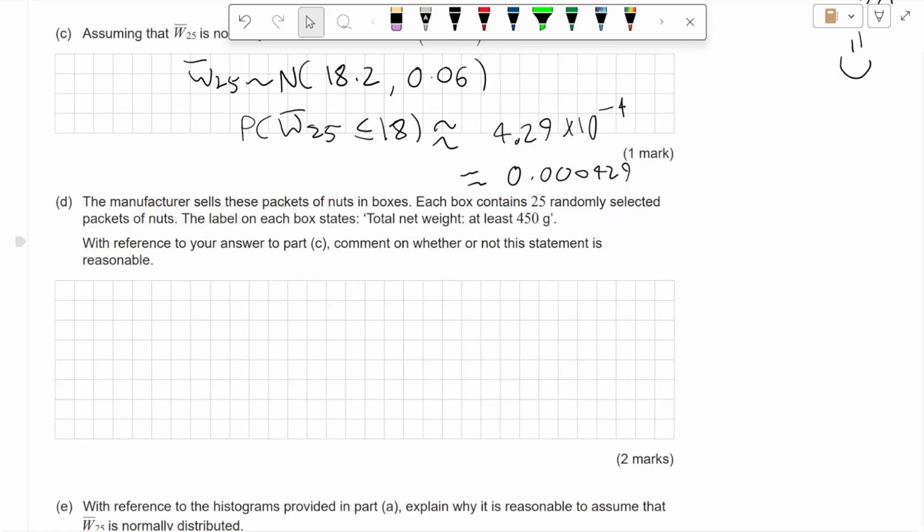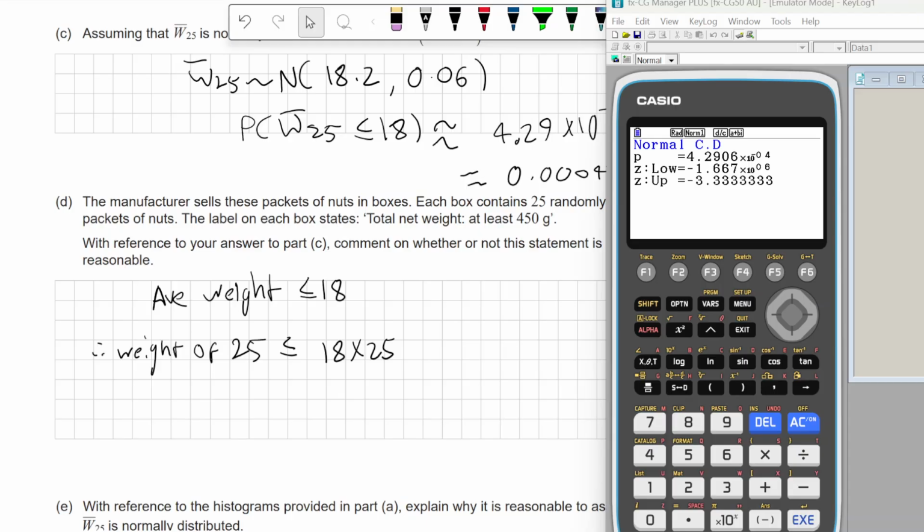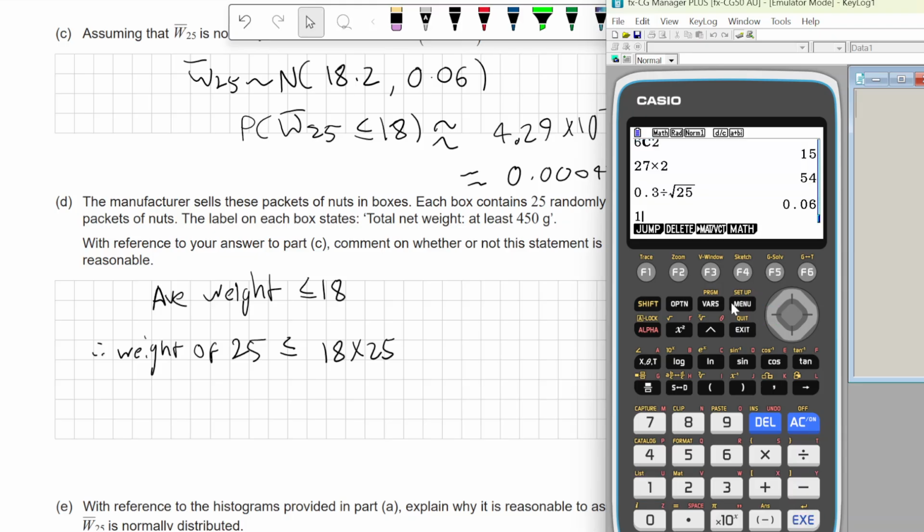The manufacturer sells these packets. Each box contains 25. The label says that. With reference to your answer in part C, comment on whether or not it is reasonable. Okay, so for the average weight to be less than or equal to 18, that would mean the weight of 25 is less than or equal to 18 times 25. And we can work out what that is. Okay, so if we look at that, 18 times 25, oh my goodness, it's 450.